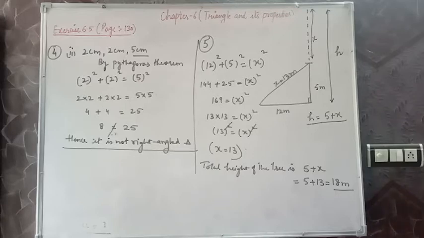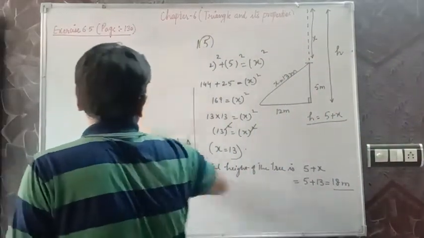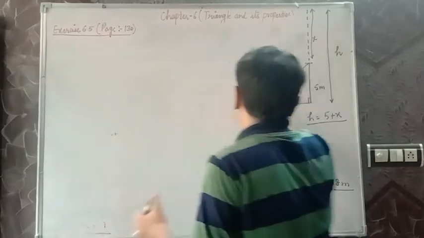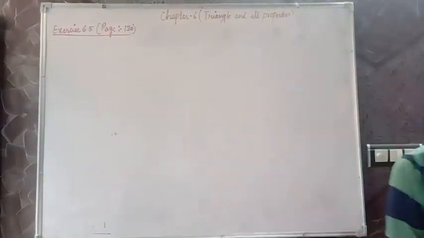Let's start with question number 6. Angles P, Q, R of a triangle are 25 and 65. Which of the following is true? Let's see. Very important question, very good application. From here you will understand what is true.